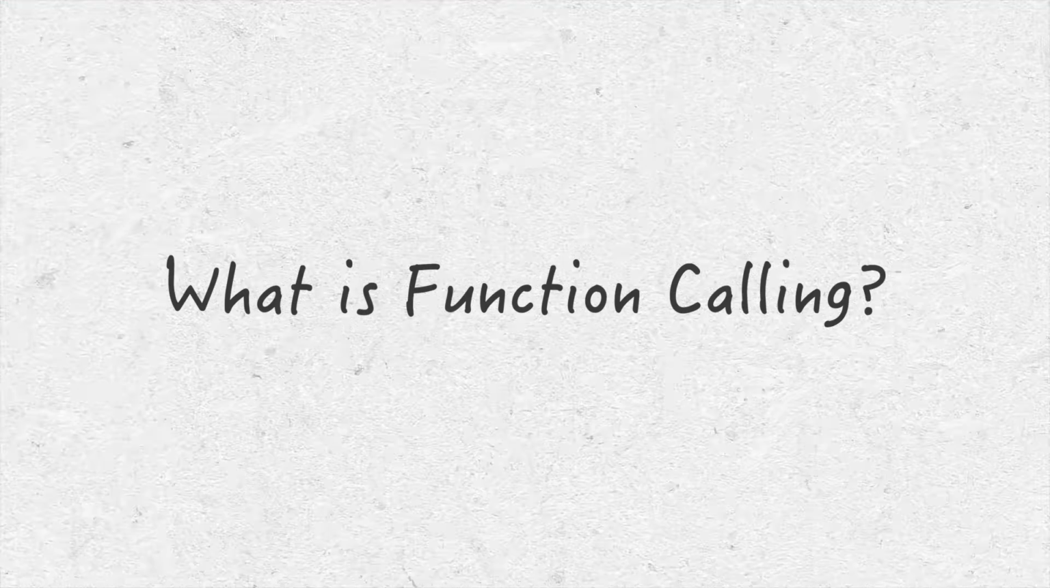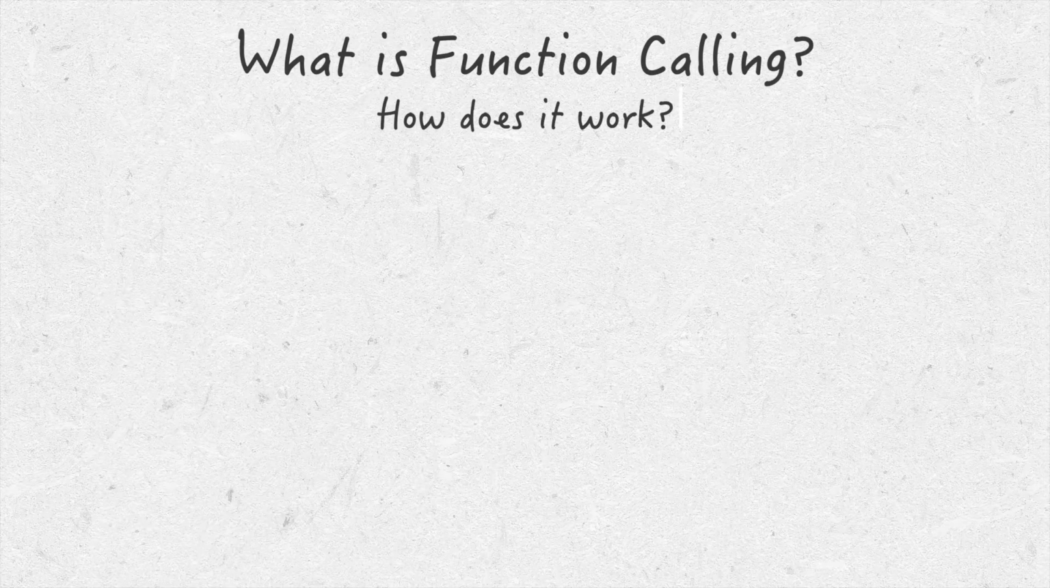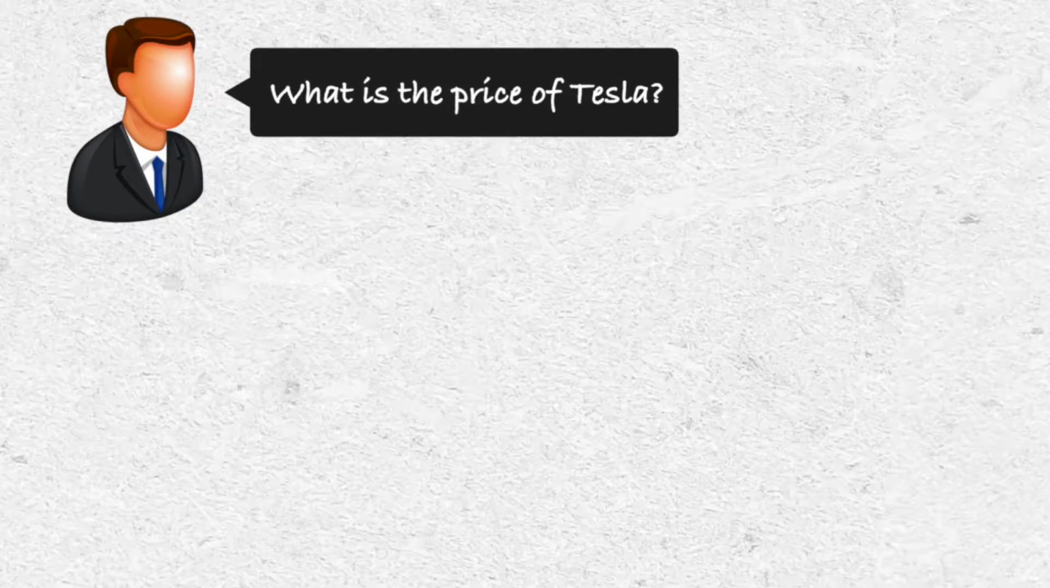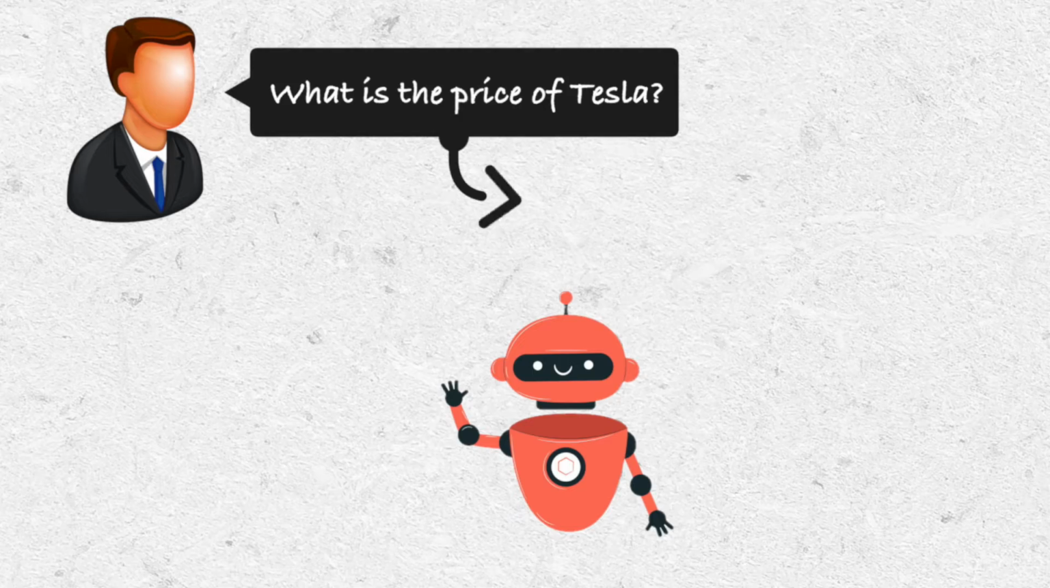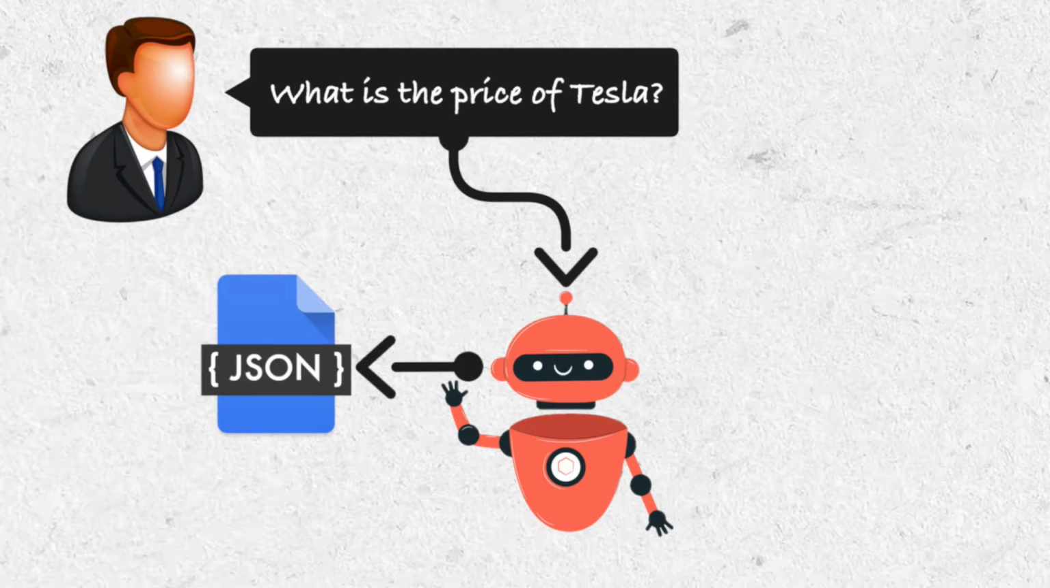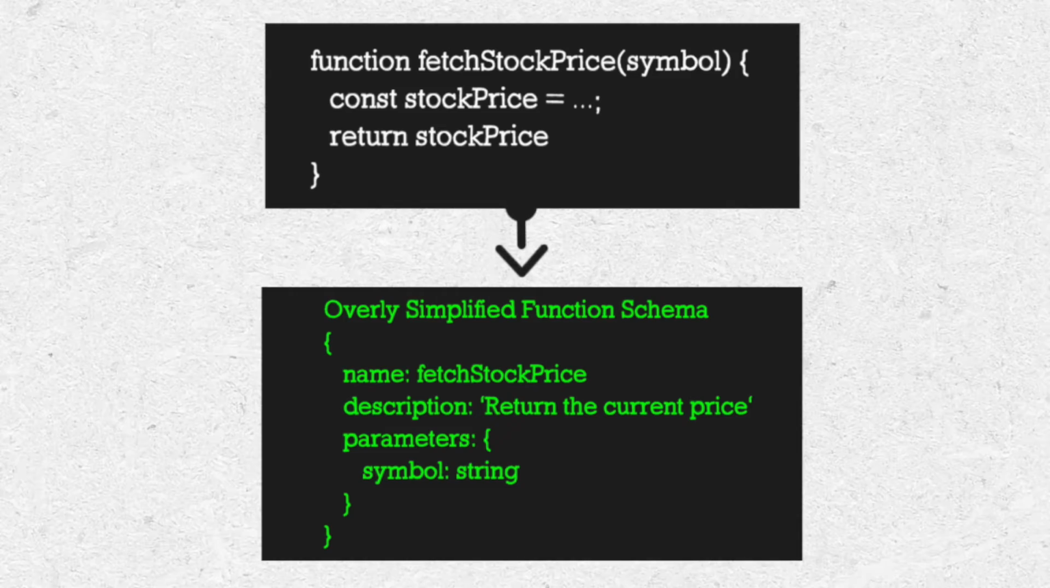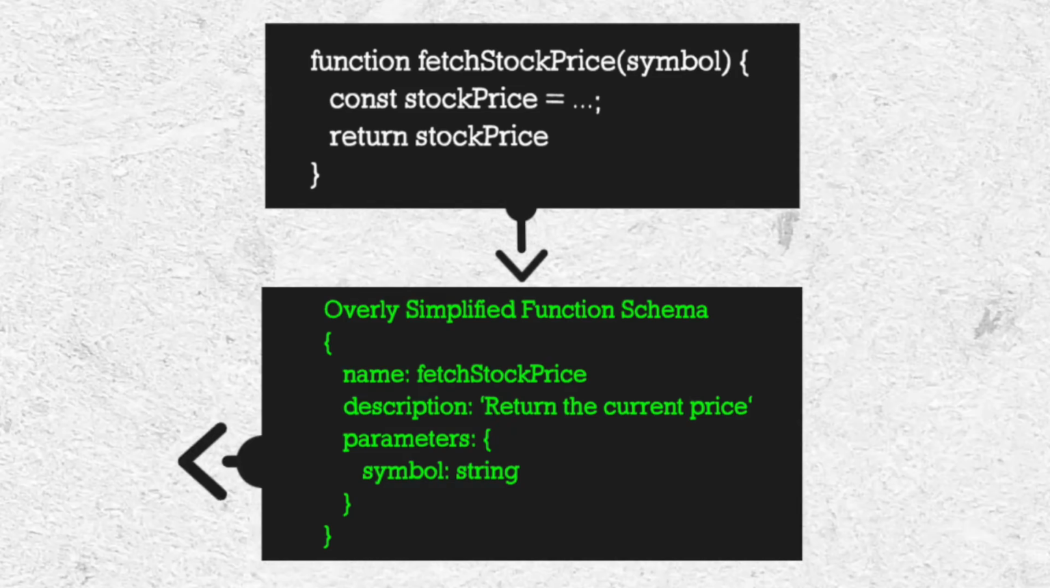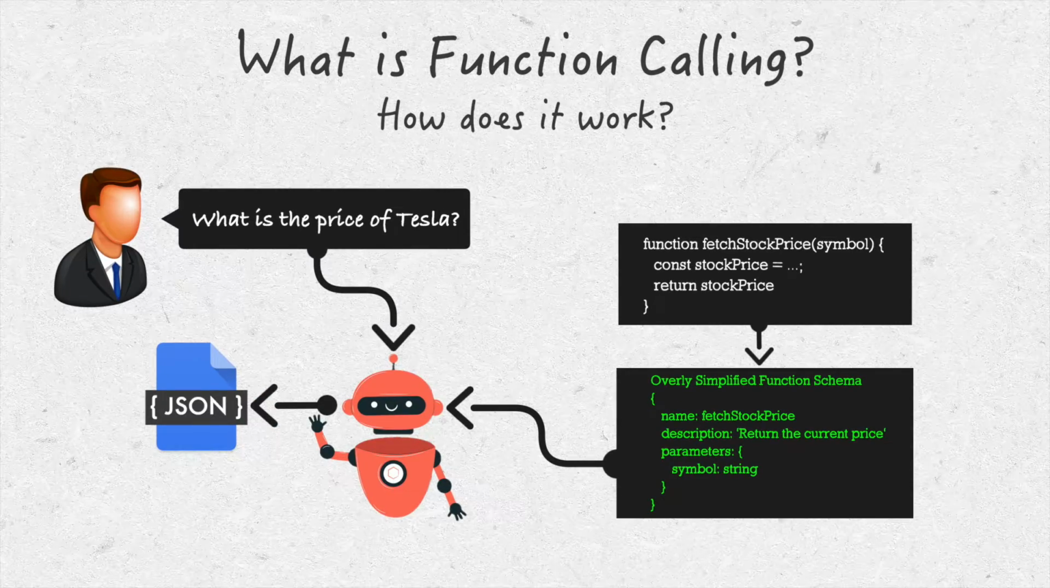So first things first, what is function calling and how does it work? Well, simply put, function calling allows AI to intelligently convert our human inputs into JSON objects that we can then pass into our functions. As programmers, all we need to do is describe the requirements of our functions, and then AI will do the rest.